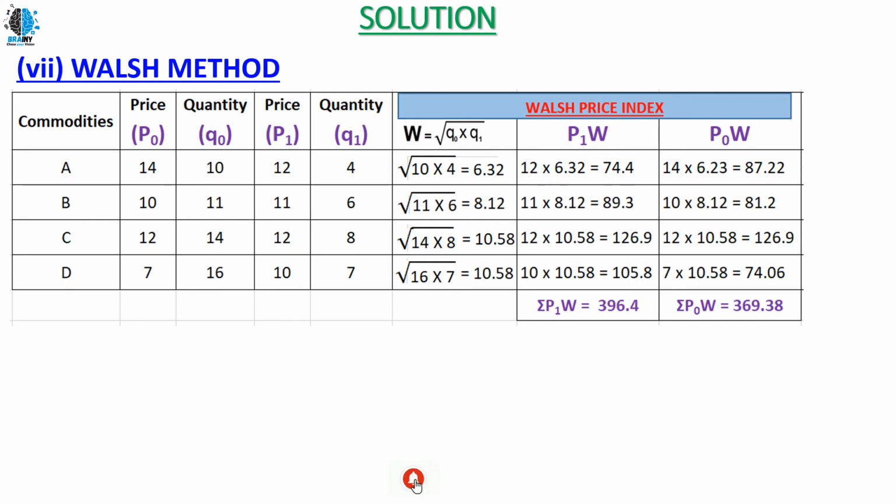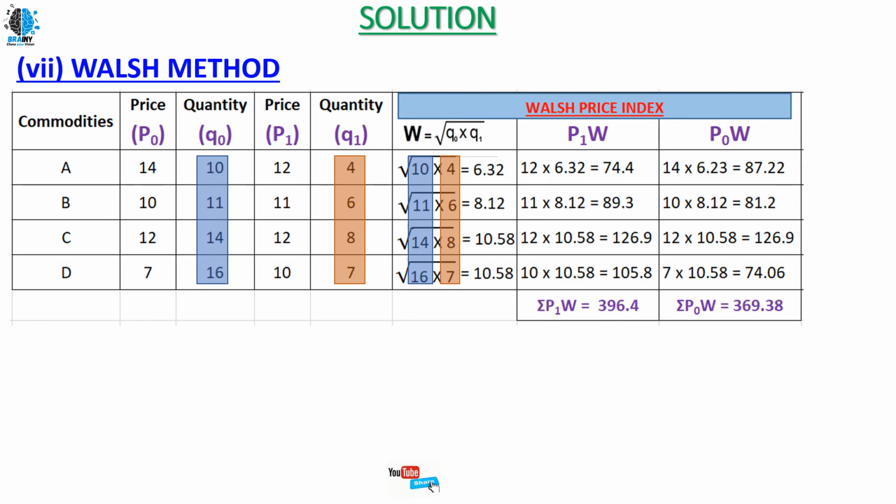The next method we have is Walsh method. Here I am going to find the weight with the help of the geometric mean of the quantities for the price index. So W equals square root of Q0 Q1, the multiplication of these two. So I have the Q0 Q1. I am going to multiply these two values, and after that take the square root. The final values for the weights of the Walsh method will be 6.32, 8.12, 10.58, 10.58.